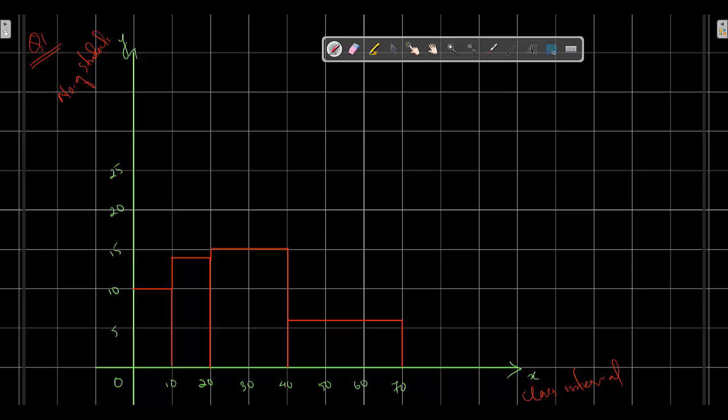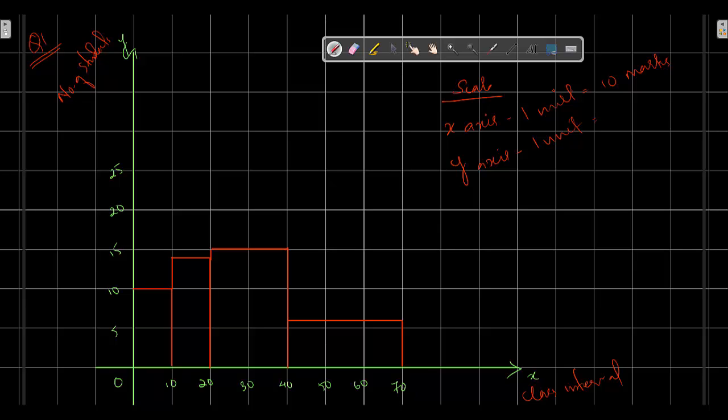All right, you also have to mention the scale here. So you can just write here, scale. For x-axis, I'm going to take 1 unit is equal to 10 marks. And for y-axis, I'm going to take 1 unit is equal to 5 students.